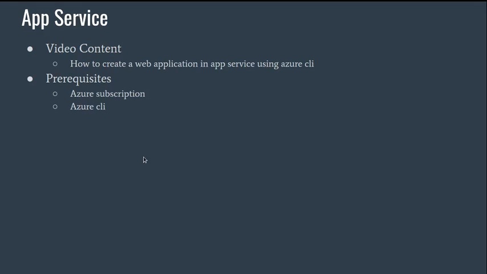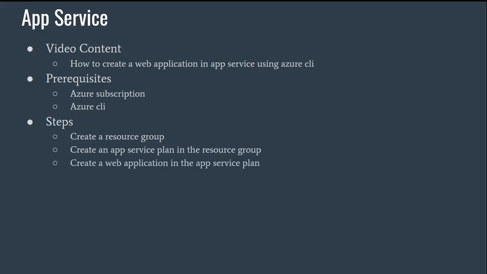Let's have a look at the steps we are going to follow to create a web application in App Service. First, we'll create a resource group in a specific location. Once we have the resource group, we'll create an App Service plan in the resource group. Once the App Service plan is ready, we'll create the web application in the App Service plan. Now we'll verify if resource group, App Service plan and web application are ready or not. Let's go ahead and execute the above mentioned steps.